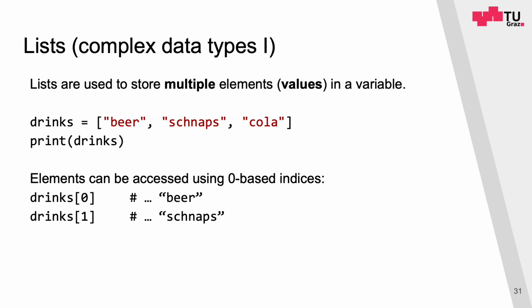And if we want to access the second element in the list, we need to increase our index. The second element is indexed by 1. And with this code, we access the second element, namely Schnaps.